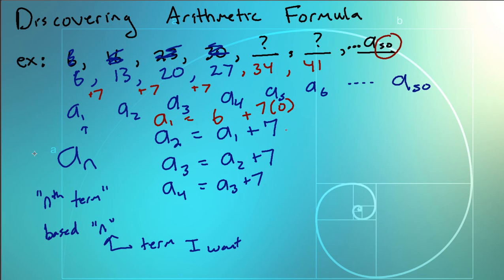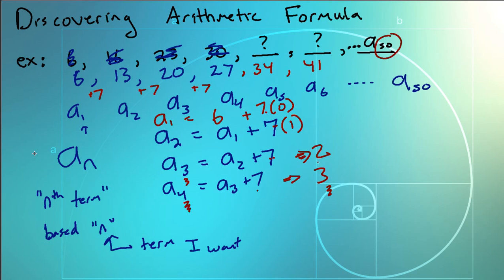And how many times have I added 7 by the time I've gotten to the second term? Well, I've added 7, 0 times from the first one, but 1 time from the previous one, right? So by the time I get to the third one, well, how many times have I added 7? Well, not this one. 2 times. I've added it 2 times. And how many times have I added 7 by the time I get to the fourth term? Well, 3 times. And notice, if I want the fourth term, I've added it 3 times.